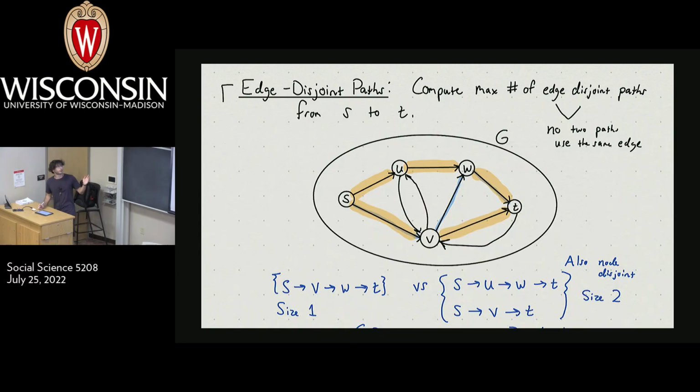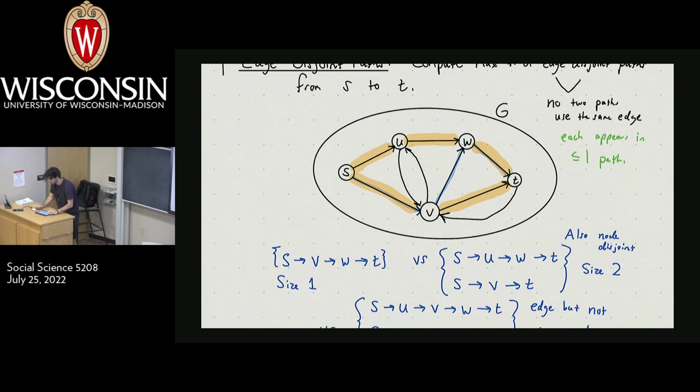So the first problem we're going to consider is called the edge disjoint paths problem. It's really straightforward. We just want to compute the max number of edge disjoint paths from a vertex S to a vertex T. And what does edge disjoint mean? This just means no two paths in the set you choose can use the same edge. So each edge can appear in at most one path. So what's an example of this?